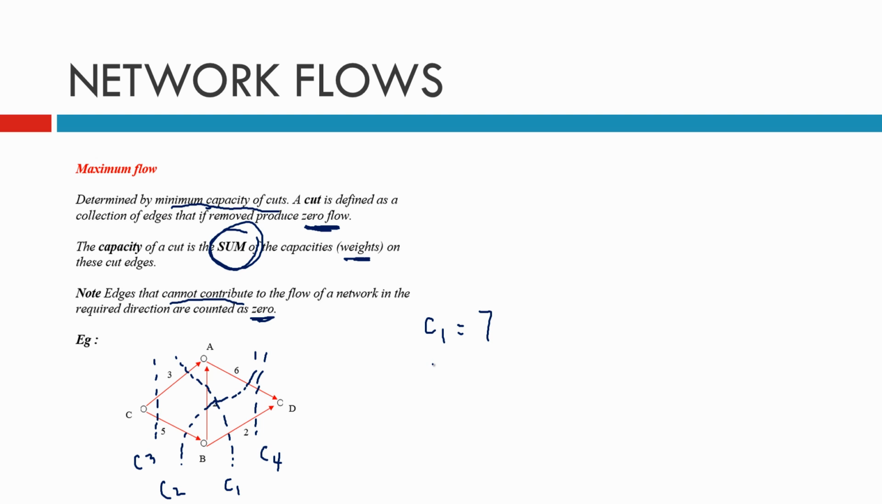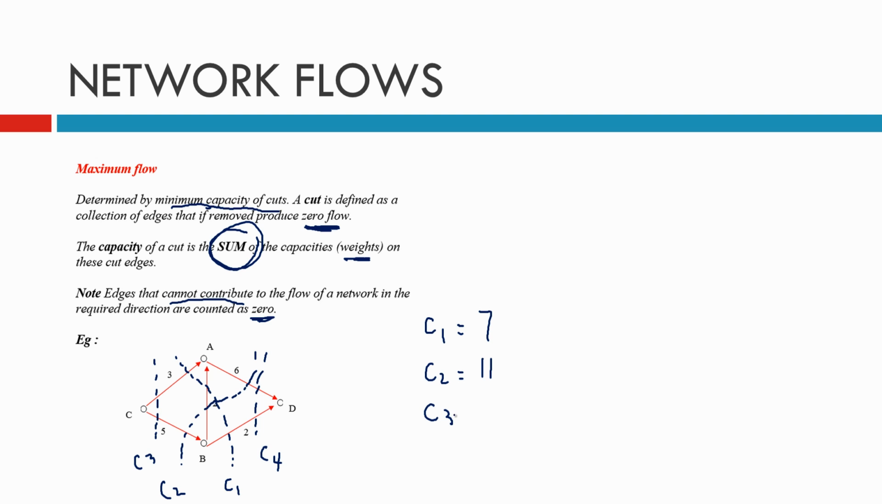Now let's have a look at cut 2, C2. A to D has a 6. Then we have B to A, and we have C to B. We don't need to count B to A, because we're going backwards. Between here on our line and here, we're going backwards, so we don't count that one at all. So we have 6 and 5, we have 11.